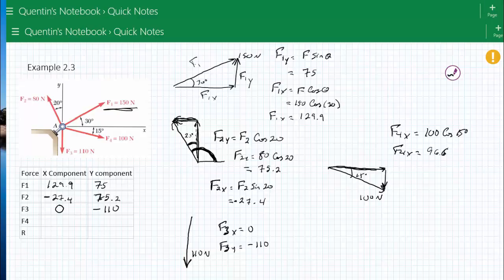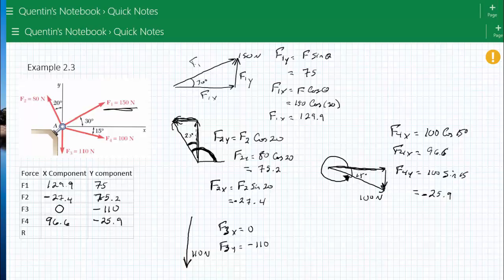So let's put that in over here, 96.6. And F4y is going to be 100 times sine of 15. So that's going to end up being 25.9. But again, it's in the downward direction. And again, if you had defined the angle from here all the way to there, it would have taken care of the sign automatically. But we haven't done that, and we're just using common sense here. So we're going to put in minus 25.9.